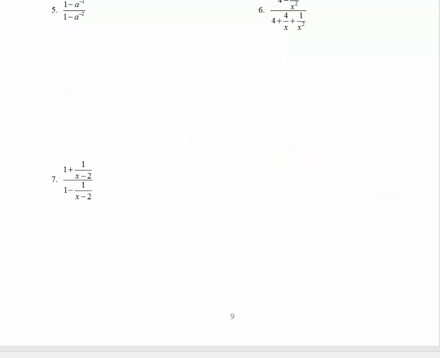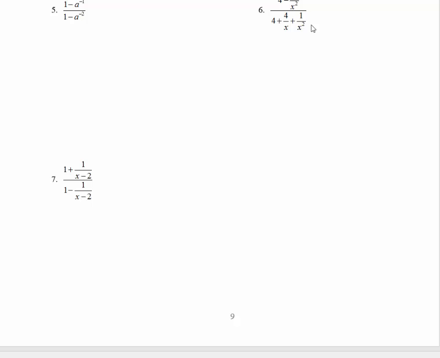Number 5, 1 minus a to the negative 1, all over 1 minus a to the negative 2. That looks a little bit different. Why does that look a little bit different? Because of the fact that we have a negative exponent. So, what do we need to do with that?